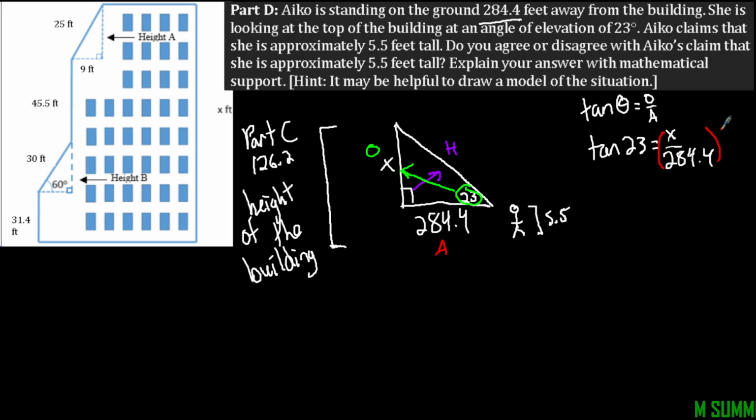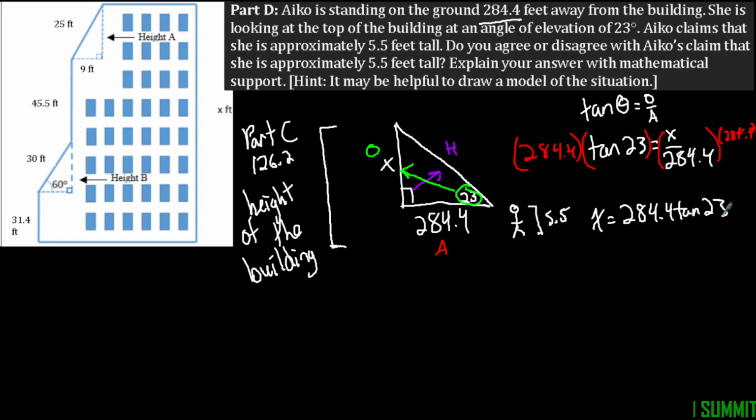So our one step is to multiply both sides by that denominator, 284.4. And this is helpful because we're just going to say that x is going to be equal to 284.4 times tangent of 23.